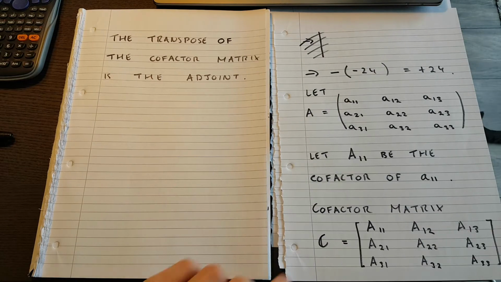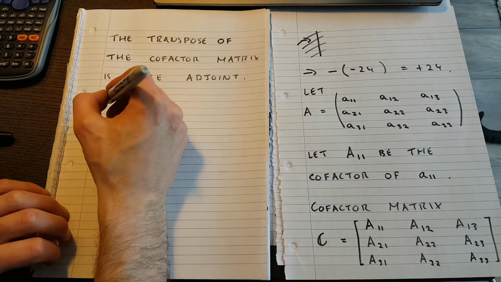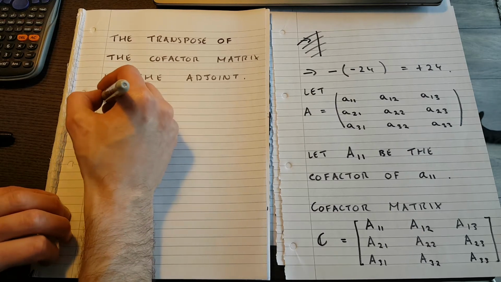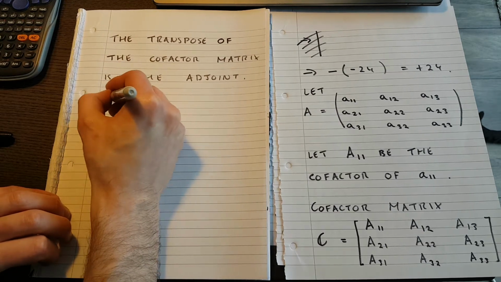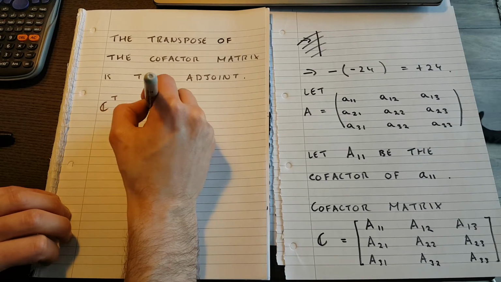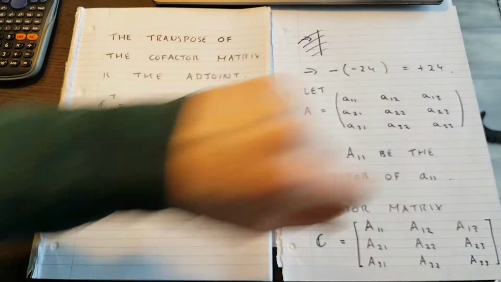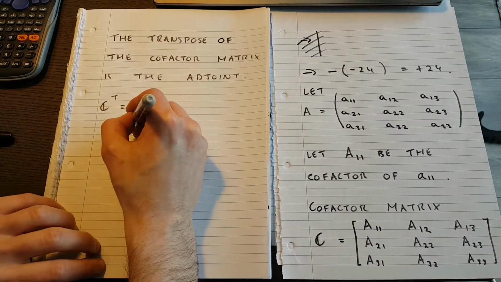Okay, so here I have cofactors. Well, how do I get the adjoint? Well, that's the transpose, which is referred to as the adjoint of A, like that. And I interchange the rows and the columns.